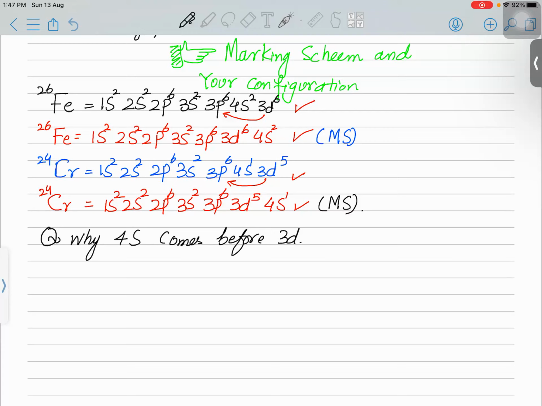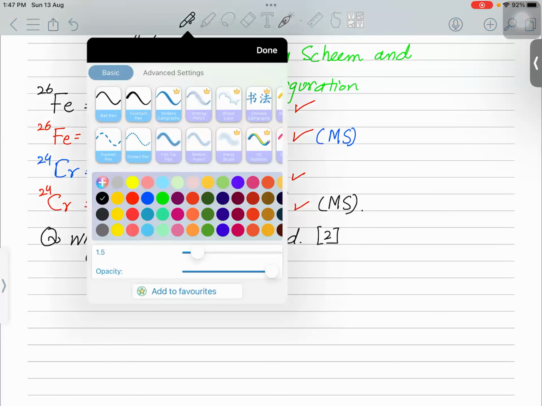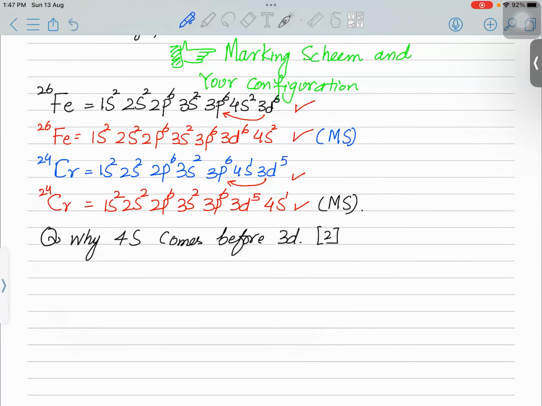You know that this is for 2 marks, right? You know that electrons are filled according to their energy. So if 4s comes first, it means its energy is less than 3d. Are you getting my point or not?